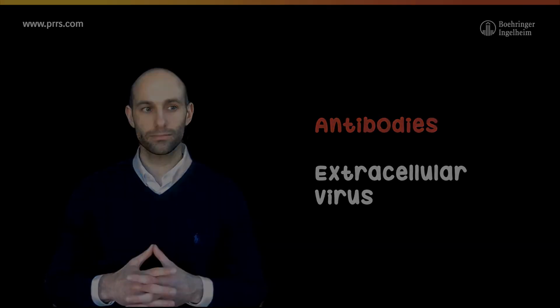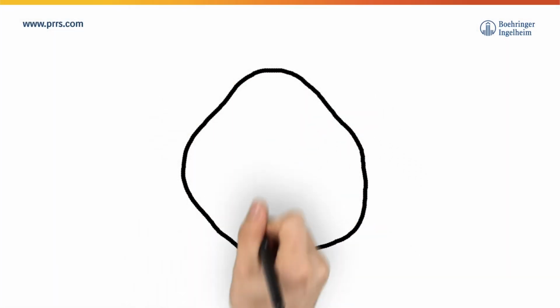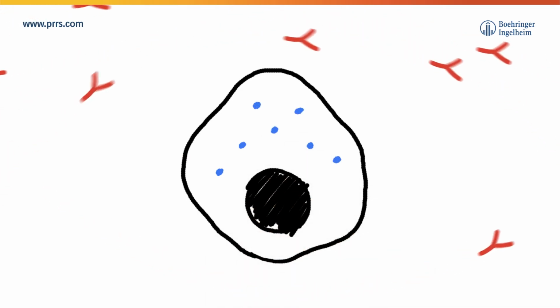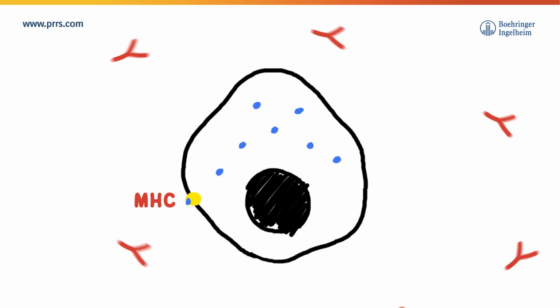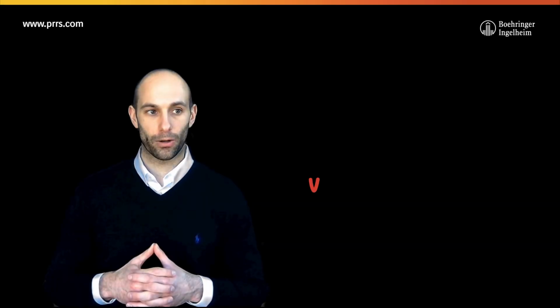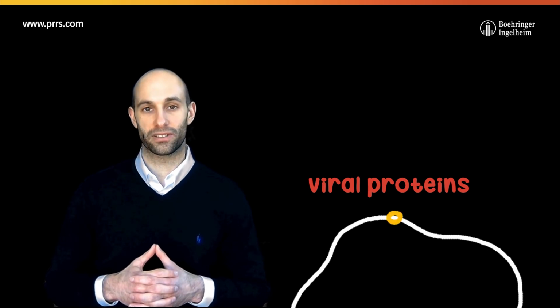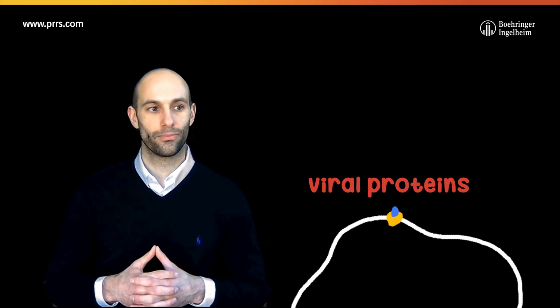While antibodies recognize extracellular virus, recent research in PRRS virus has shown that antibodies cannot identify infected cells. Via the MHC complex, viral proteins, or antigens, are presented on the surface of specific white blood cells.